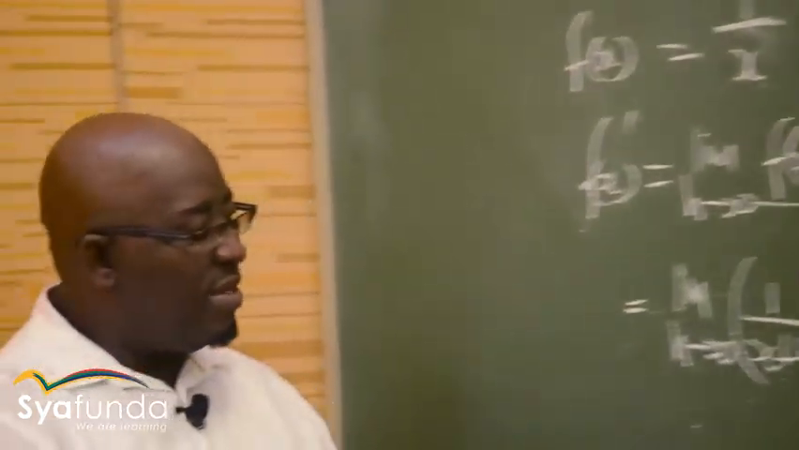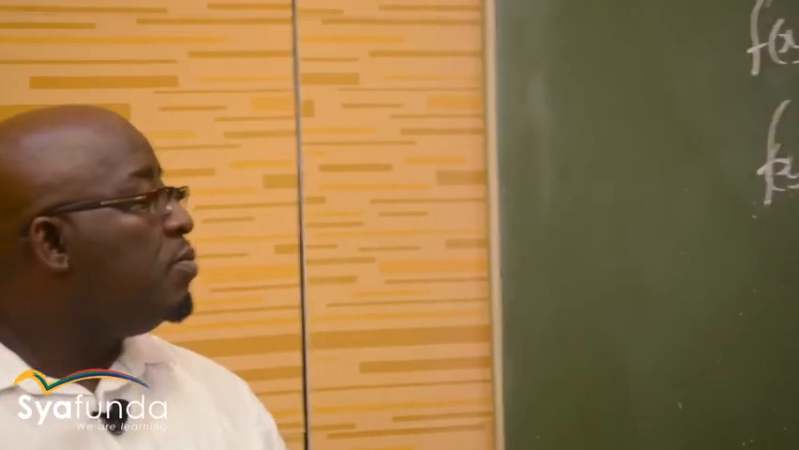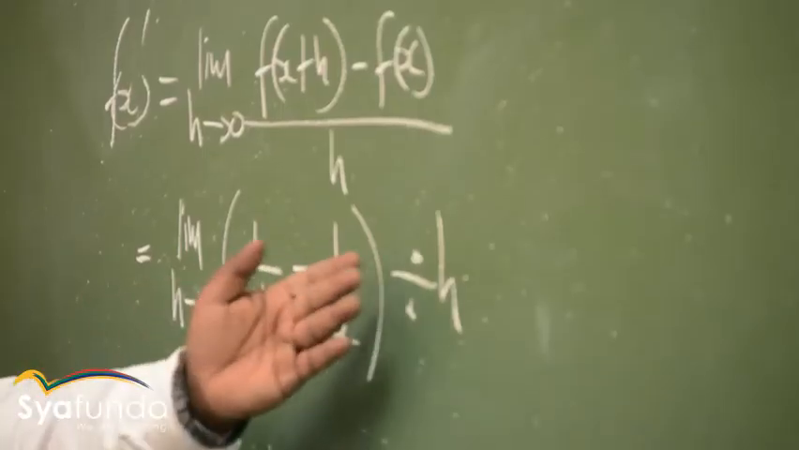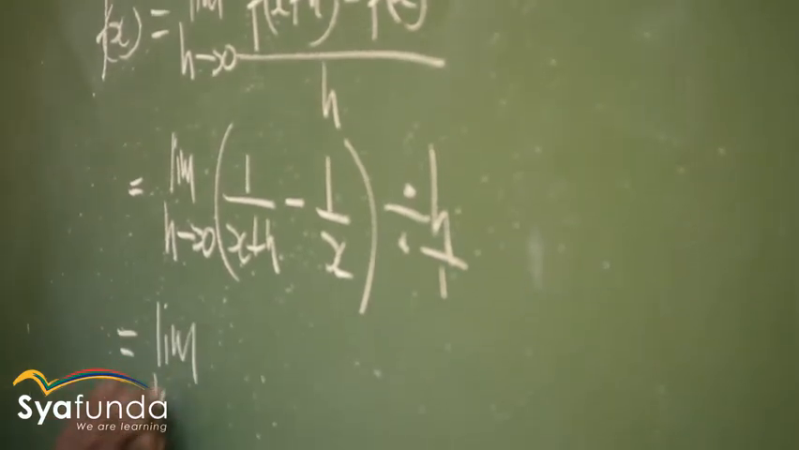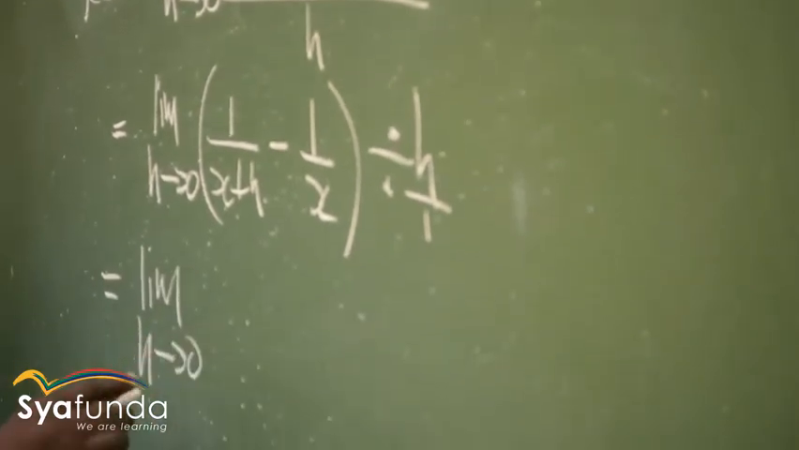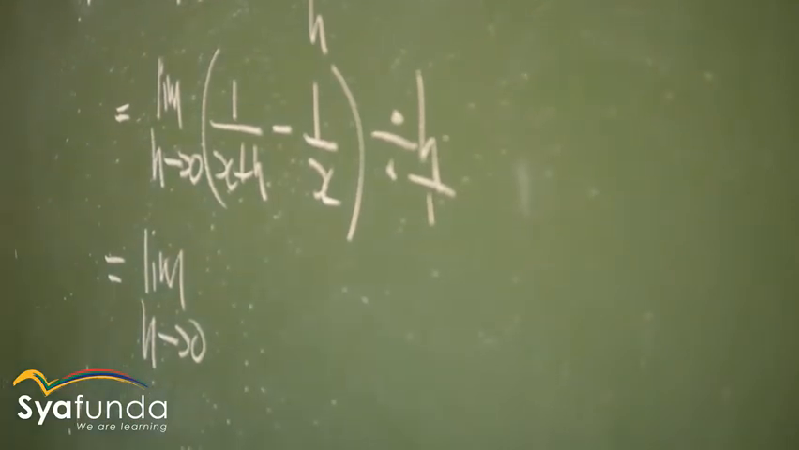It's divided by h. Now in mathematics, whenever I see this, I can change that sign into times. Remember, this is over 1. Let's deal with that. This then becomes the limit as h approaches 0. Right. See what we do here.